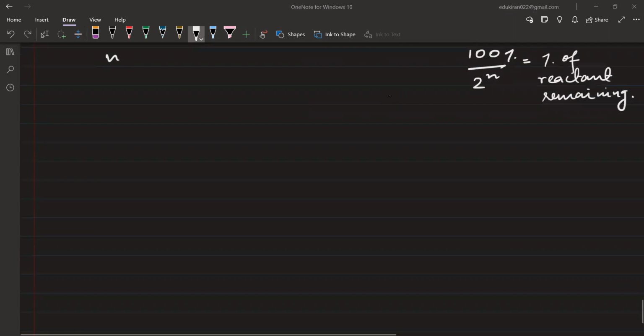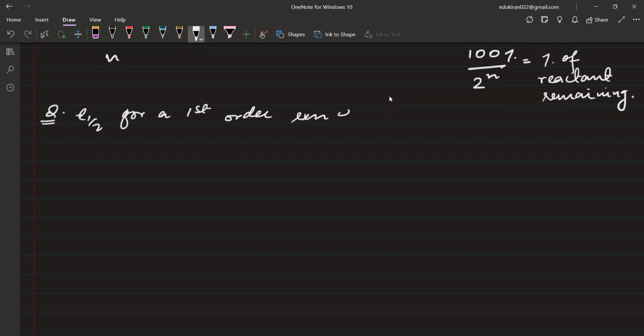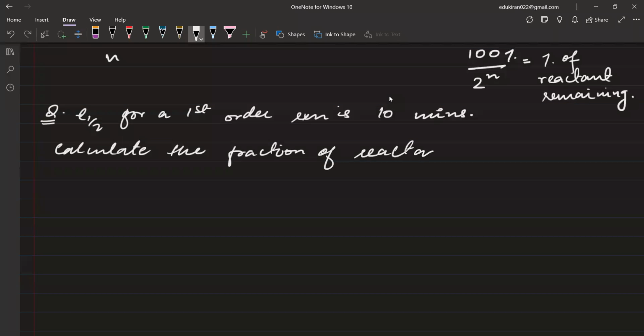Right, next. T half for a first order reaction is 10 minutes. Calculate the fraction of reactant remaining after 60 minutes.